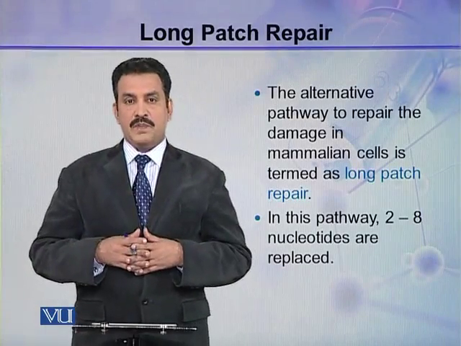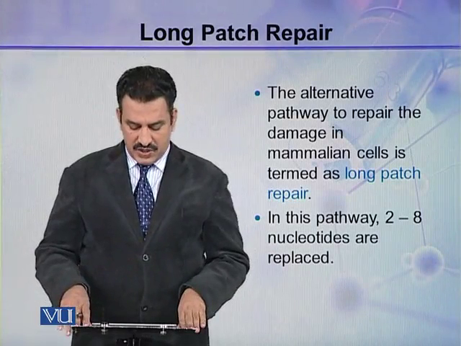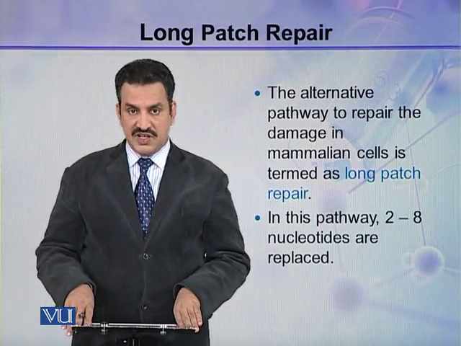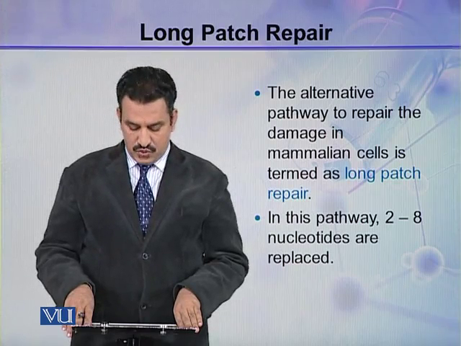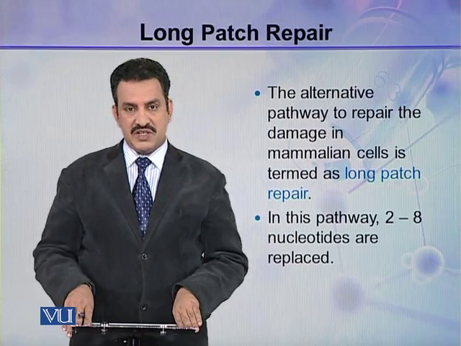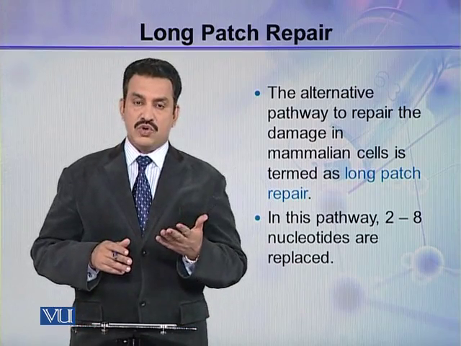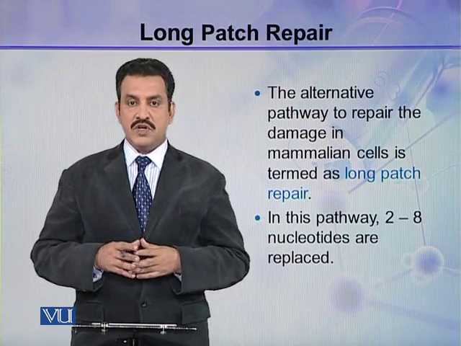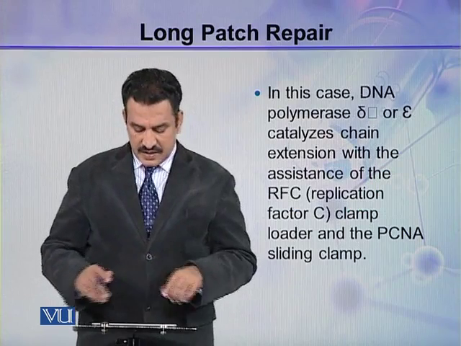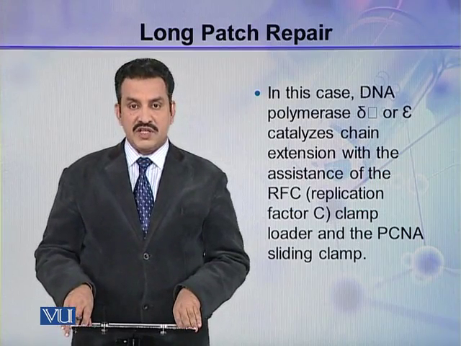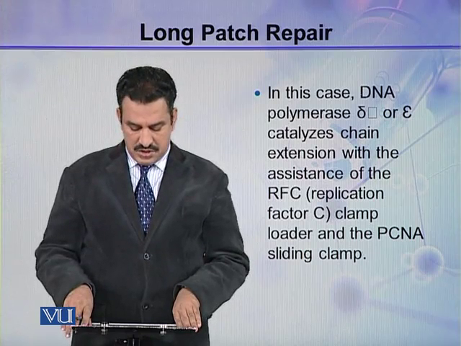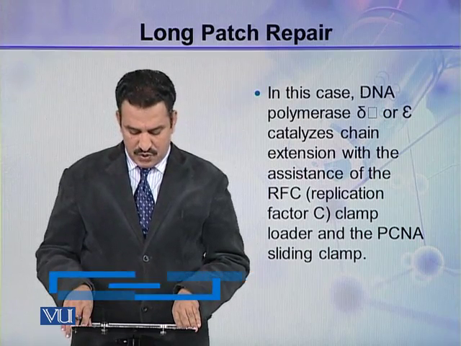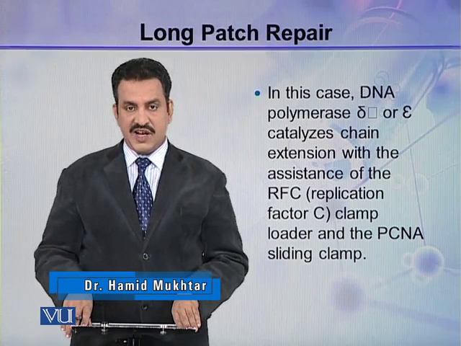Now comes the long patch repair. So the alternative pathway to repair the damage in mammalian cells is termed long patch repair. In this pathway, 2 to 8 nucleotides are replaced, in contrast to one nucleotide which was replaced in short patch repair. In this case, DNA polymerase delta or epsilon catalyzes chain extension with the assistance of the RFC, that is replication factor C clamp loader, and the PCNA sliding clamp.